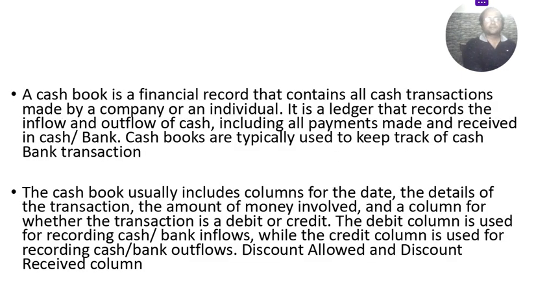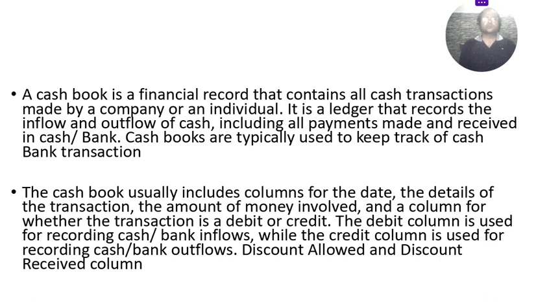Of our understanding, a cash book is a financial record that contains all cash or bank transactions made by a company or individual. It is a ledger that records inflow and outflow of cash, or increase or decrease in bank, including all payments made or received in cash or bank. Cash books are typically used to keep a record of cash and bank transactions. The cash book usually includes columns for the date, the details of the transaction, the amount of money involved, and a column for whether the transaction is debit or credit.